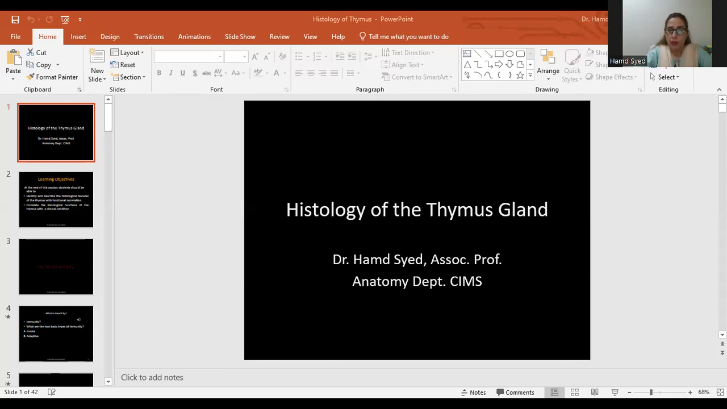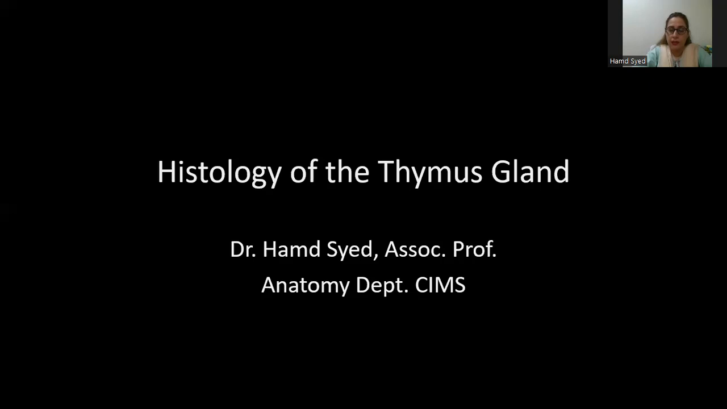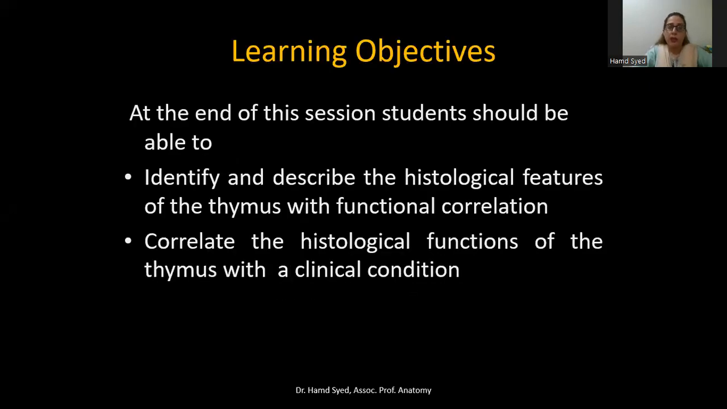So let's start with this topic, which is important. As you all know, the thymus gland is a lymphoid organ. Our learning objectives for today are that at the end of the session, you should be able to identify and describe the histological features of the thymus with functional correlation, and also correlate these histological functions with the clinical condition.